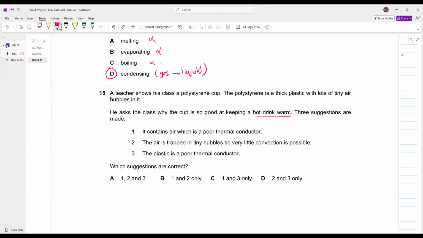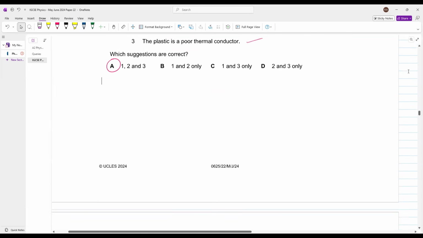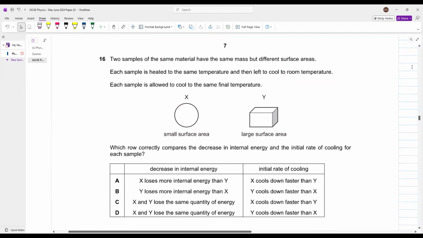3 suggestions are made. Why does this glass keep the coffee or tea hot? It contains air, which is a poor thermal conductor. Yeah, that's good. The air trapped in tiny bubbles, so very little convection is possible. That's also a good reason. The plastic of the polystyrene cup is a poor thermal conductor. That's also a good reason. A is your answer. Let's move ahead.